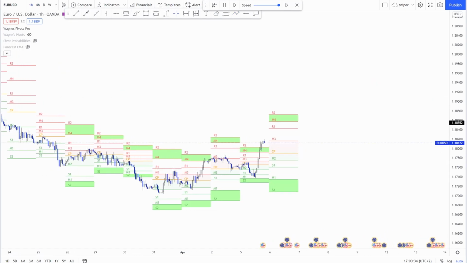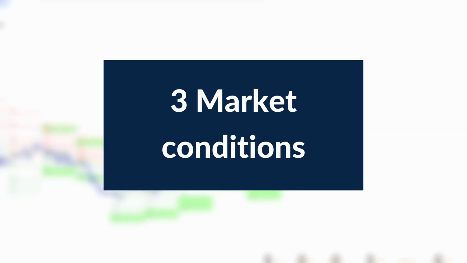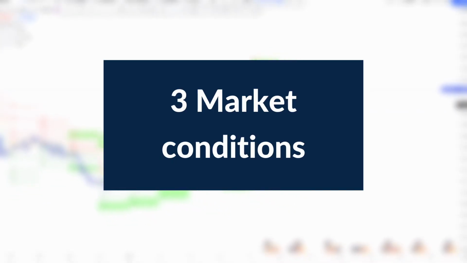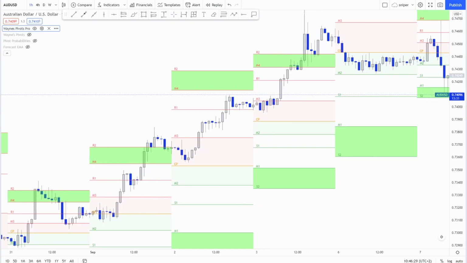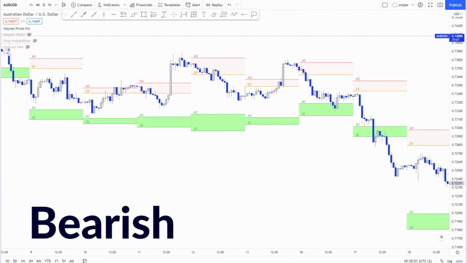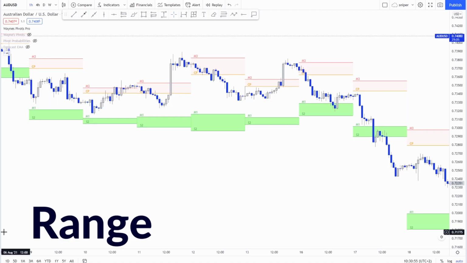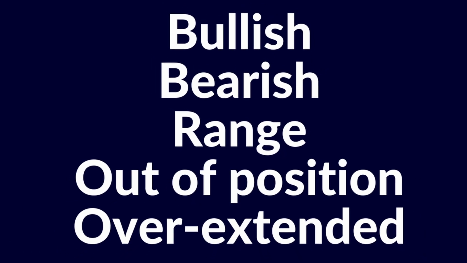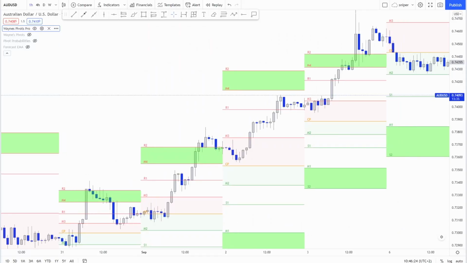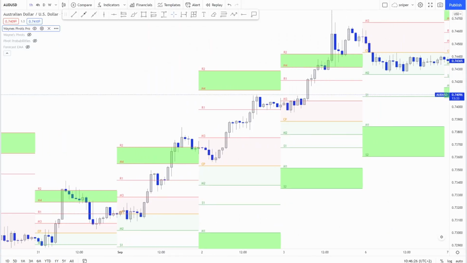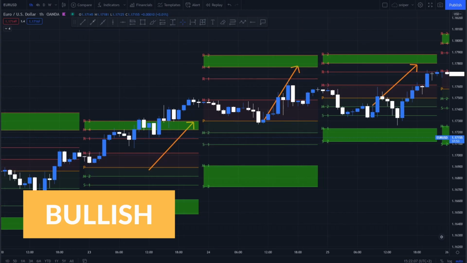We are going to focus on 3 major market conditions, but I'm going to say all 5 of them just for you to know. We're going to look at bullish, bearish, and range, but also out of position and overextended are a part of this strategy. So let's get into the rules of the different scenarios. Let's start out with a bullish bias.